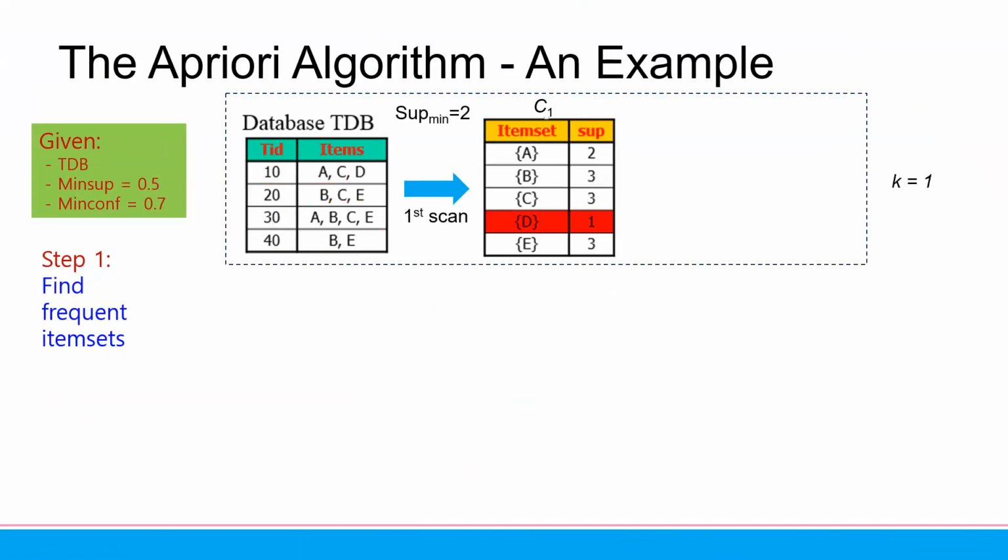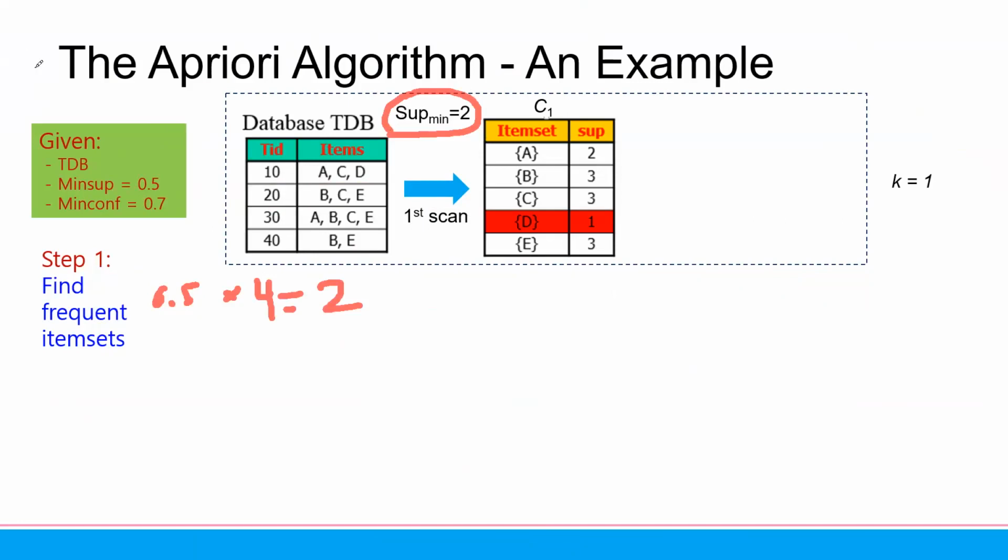If we have the minimum support of 0.5, then how many transactions do we have? 1, 2, 3, 4. 50% of 4, 0.5 multiplied by 4, means 2. Then item sets with support equal to 2 or more will be included in our analysis as frequent.